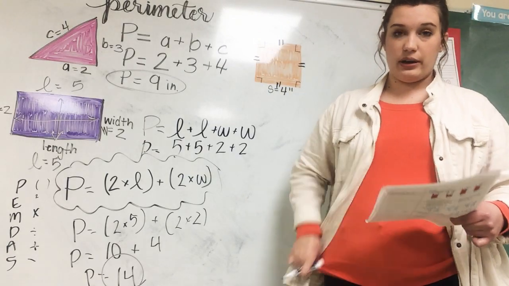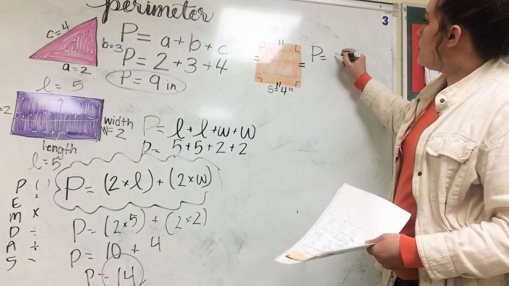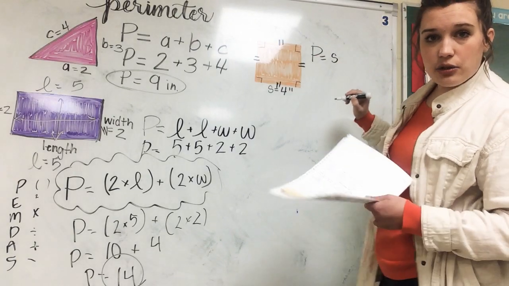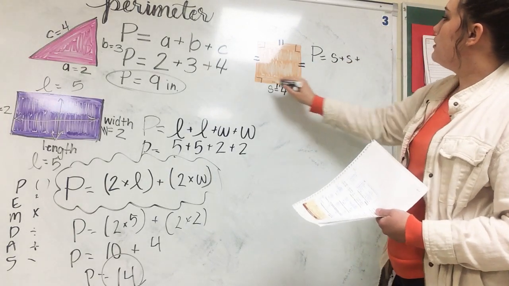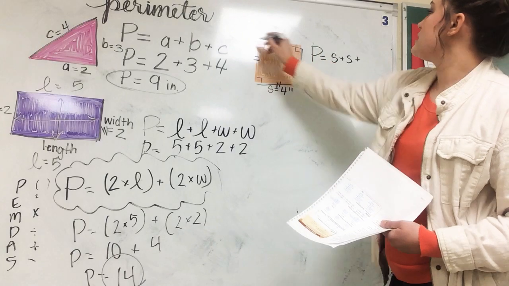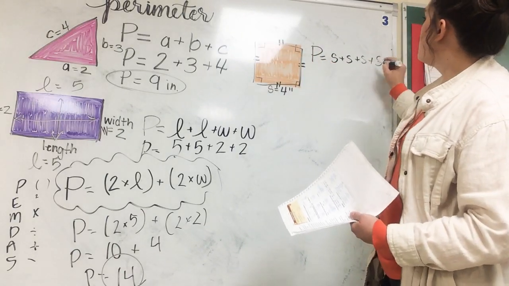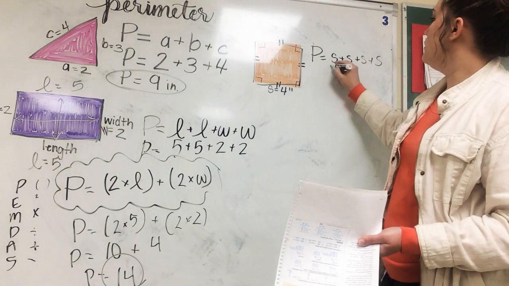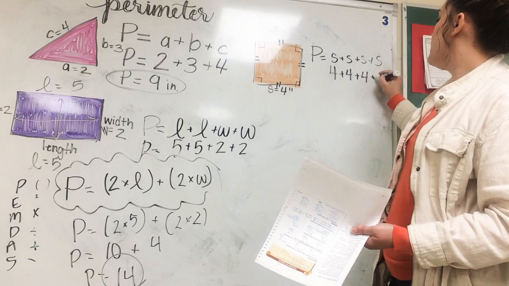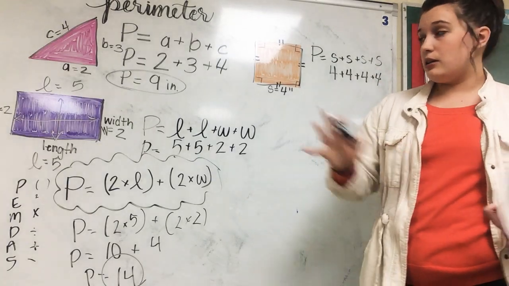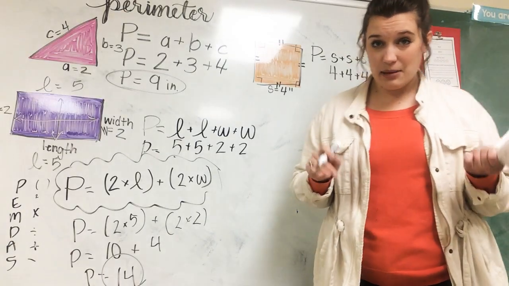So you can either do it for your square, your perimeter can either equal side. I'm going to use S instead of writing out the whole word: side plus side plus side plus side. Okay, so that would be, in this case, 4 plus 4 plus 4 plus 4. Or like our rectangle, you can use multiplication to make it a little more simple.